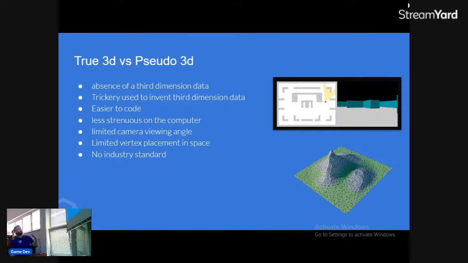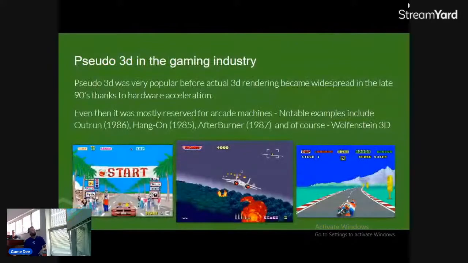Because pseudo 3D encompasses a lot of different projects, there is no industry standard as there is today for true 3D. It's usually the same model, view, projection matrix that you work with. Here, things tend to vary between projects that you're dealing with.